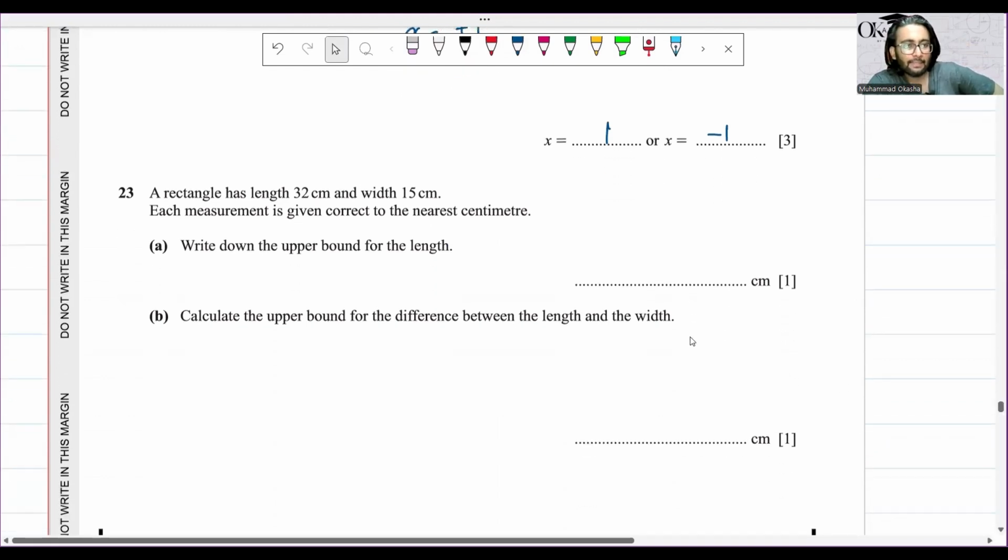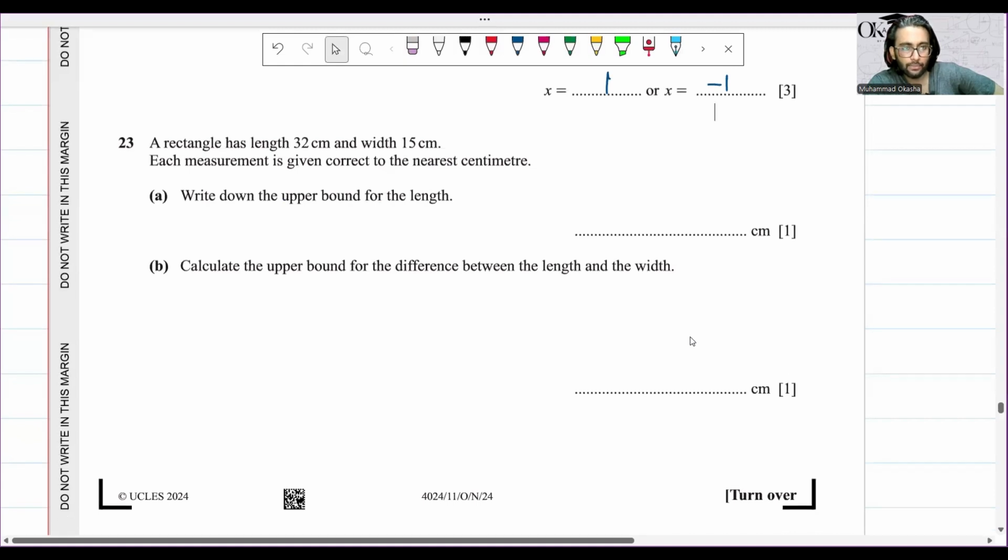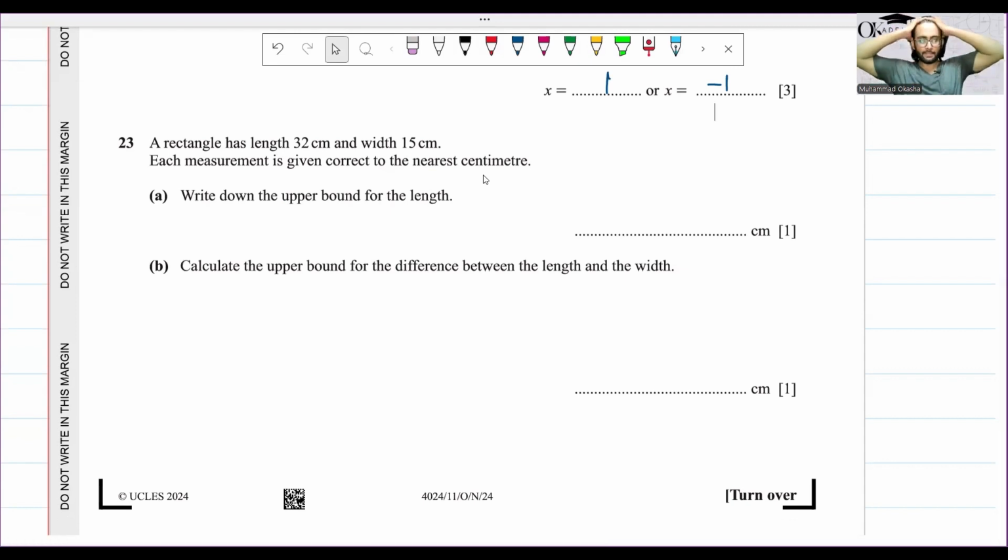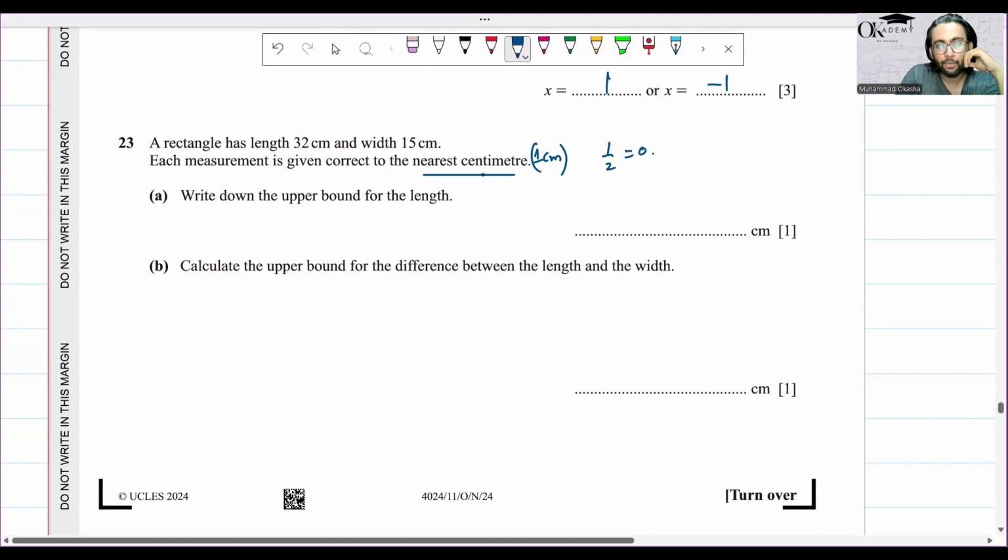A rectangle has a length of 32 centimeters and a width of 15 centimeters. Each measurement is given correct to the nearest centimeter. The nearest centimeter means correct to the nearest 1 centimeter. If I were to calculate the error, I'll take this and divide it by half. So 1/2 will be 0.5 centimeters. That's the value of the error.